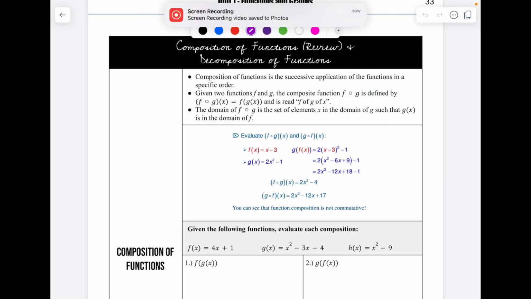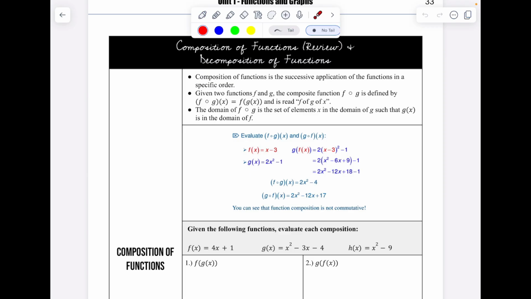All right, we're going to review composition of functions and talk about something called decomposition of functions. Just remember that the composition of functions is the successive application of the functions in a specific order. Given two functions f and g, the composite function f of g is defined by f of g of x. The domain of f of g is the set of elements x in the domain of g such that g of x is in the domain of f.